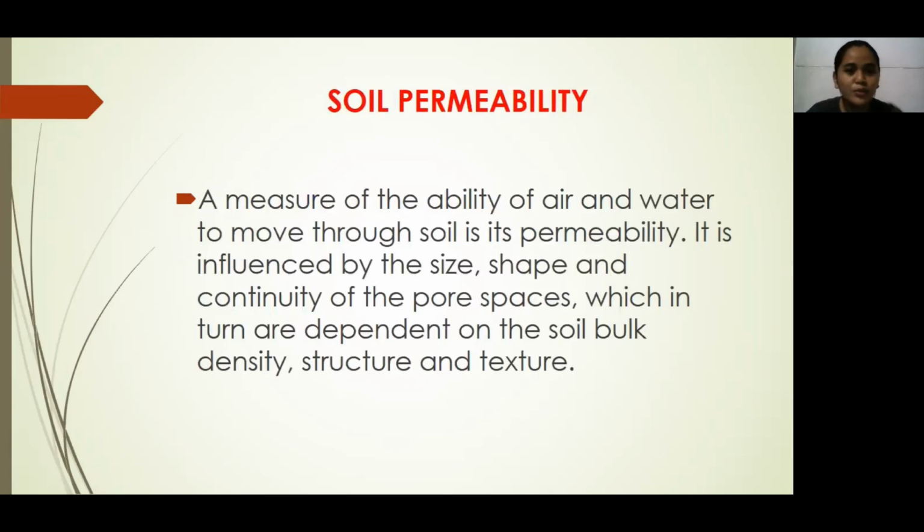So the next one is soil permeability. Soil permeability is a measure of the ability of air and water to move through soil. It is influenced by the size, shape, and continuity of the pore spaces, which in turn are dependent on the soil bulk density, structure, and texture.